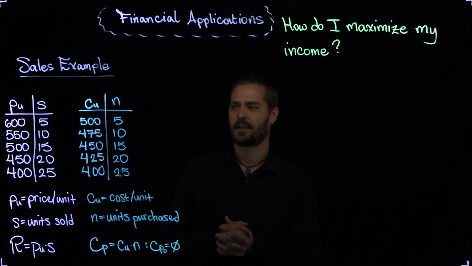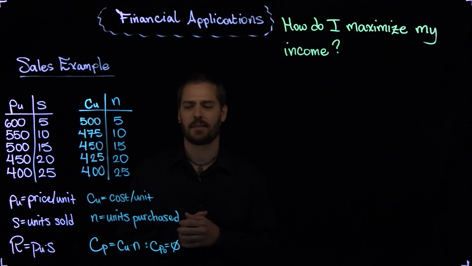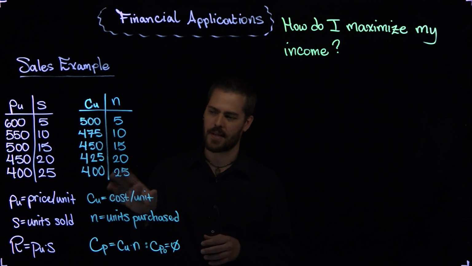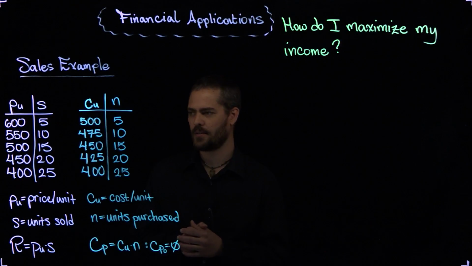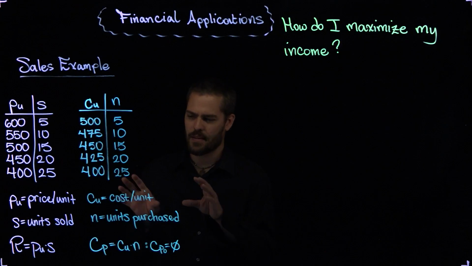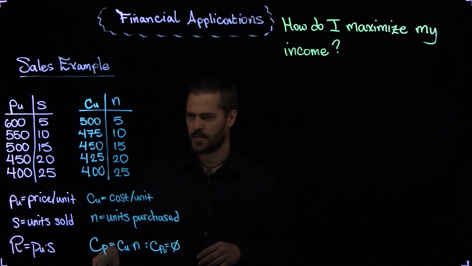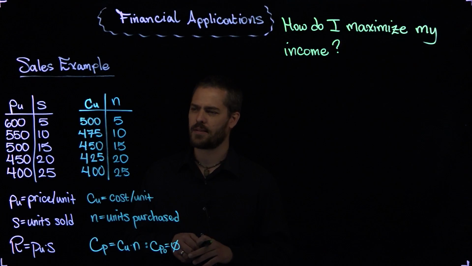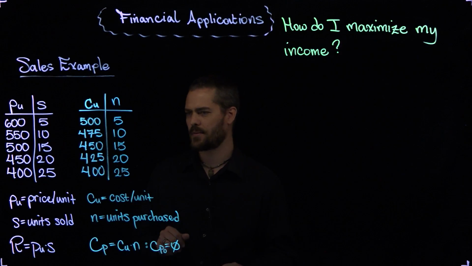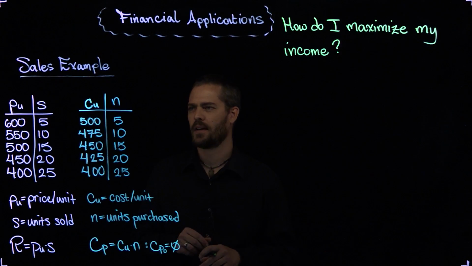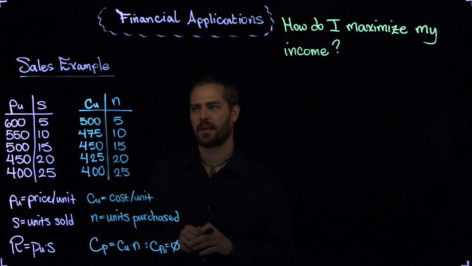Okay, we're back talking about how we can maximize our income, referring to an example that I started with on a different video and kind of looked at things in a discrete way. But this time I'm curious about values that I don't see in these tables. What about in-between values in consideration of maximizing my income?